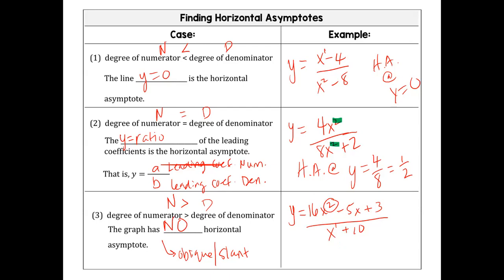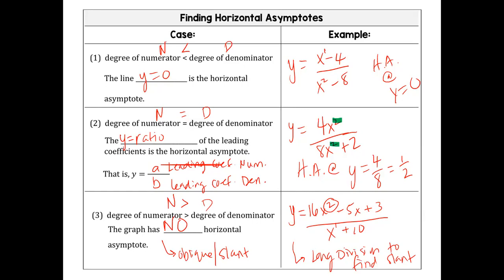And so now the degree of the numerator is larger, which means that I don't have a horizontal asymptote, but I have a slant or oblique asymptote. And how do we find this? This tells me that I'm going to have to use long division to find my slant.